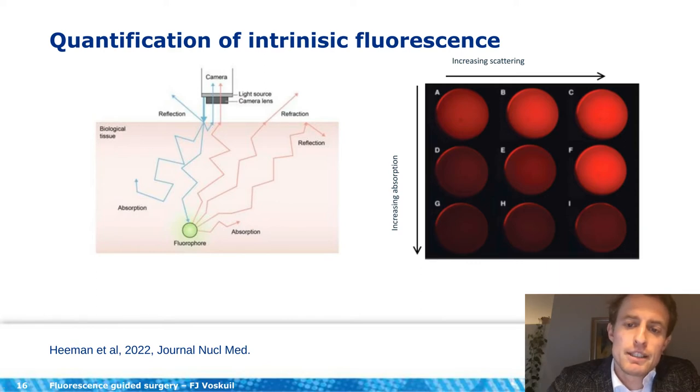And on the image on the right, you can see what happens to the fluorescence when you change the optical properties, when you increase the absorption or you increase the scattering. You can get completely different images of the fluorescence. So especially for those findings, we believe that spectroscopy is an important parameter to investigate.